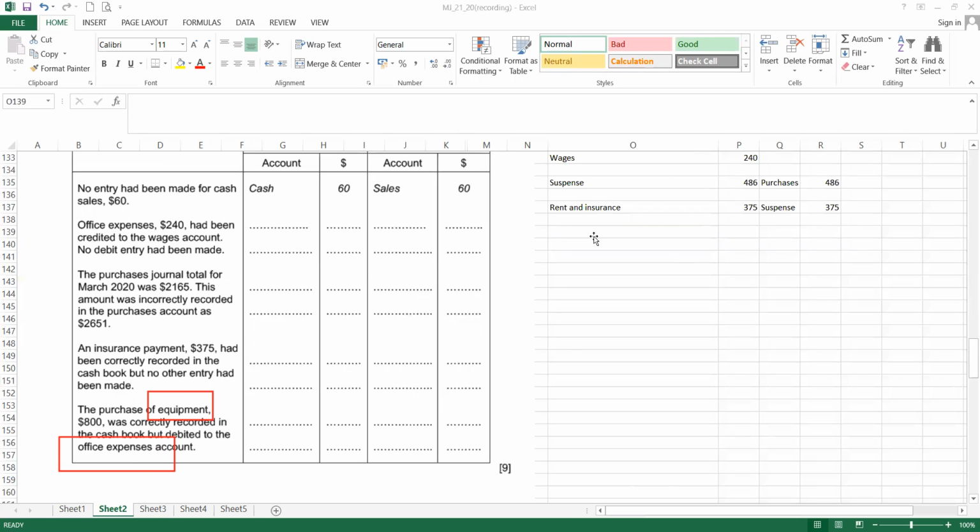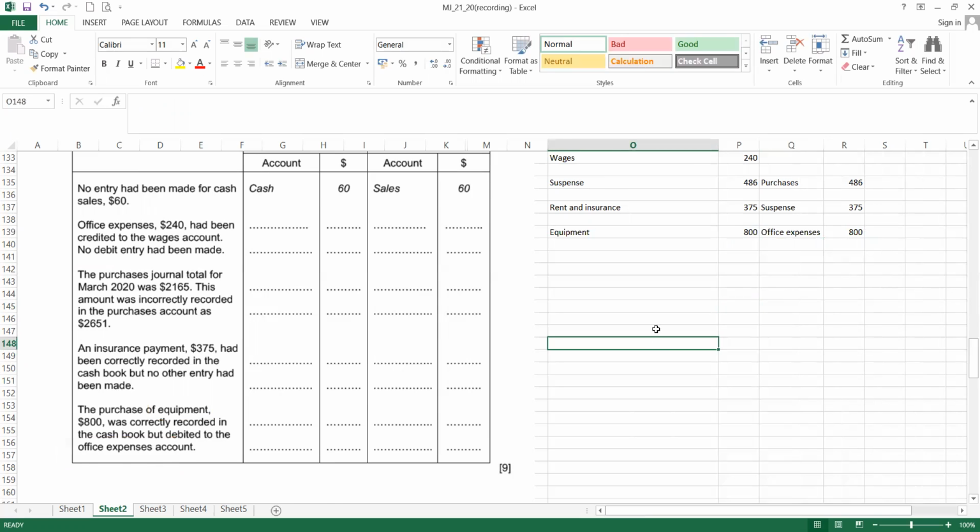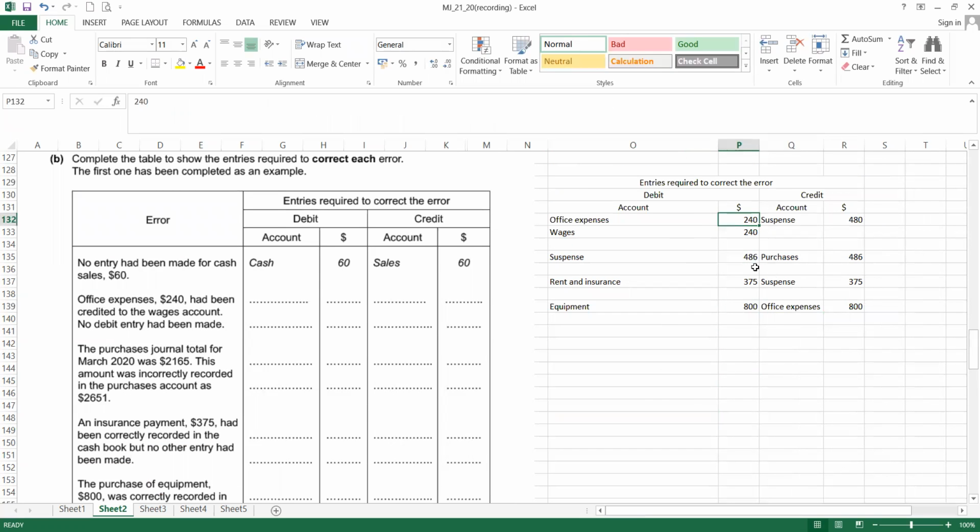So error of principle, we put back the equipment, debit equipment, the amount 800, and we reverse the wrong account, which is the office expenses, the amount 800. So all the adjustments we already did. Each item that you recorded, debit and credit, they give you 1 mark.